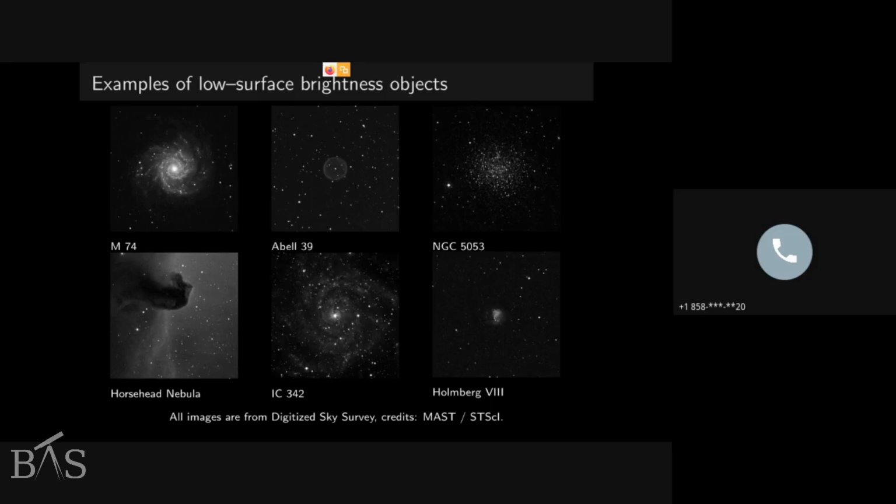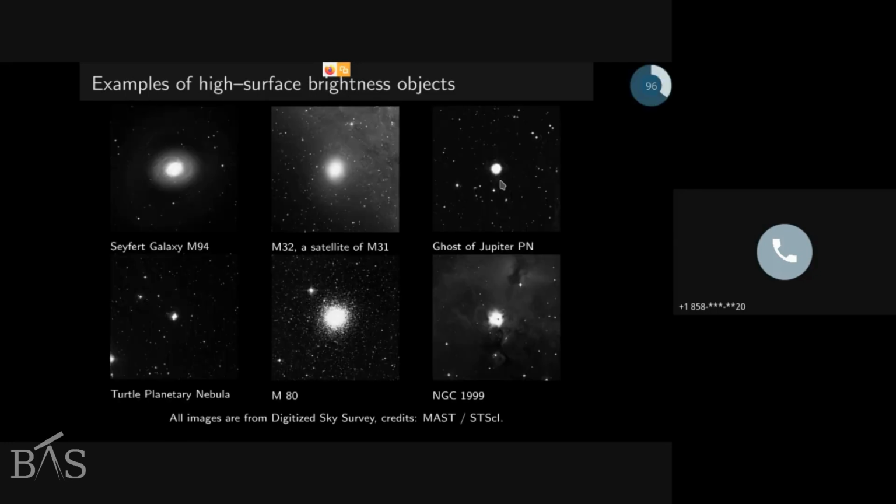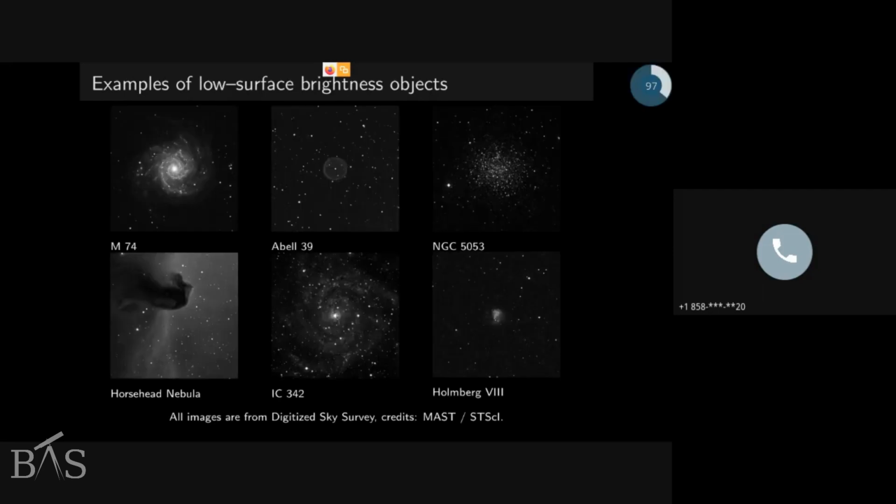Low surface brightness objects are very hard to see. And high surface brightness objects, if you have a good telescope and a lot of magnification that you can throw, you can even see them from city skies. Some of them, like this Ghost of Jupiter, you can see from the city. M32 you can see from the city. M80 you can see from the city. Turtle Planetary Nebula you can see from the city, and so on and so forth. These require very dark skies.